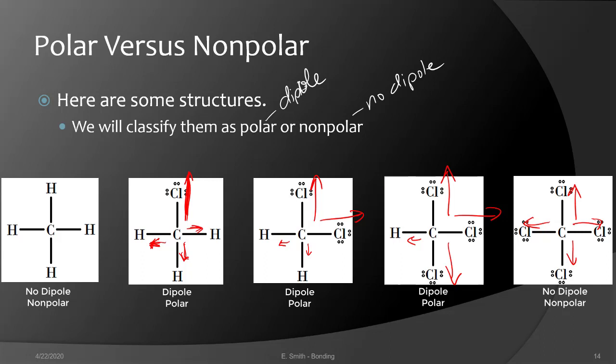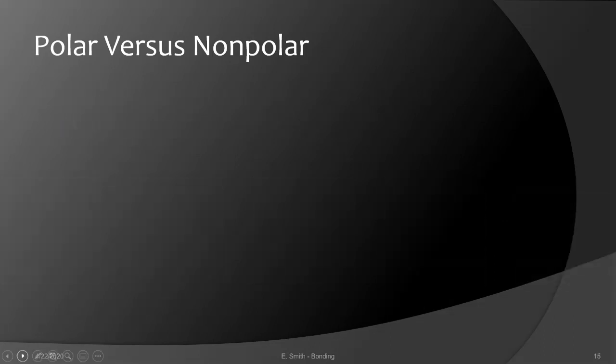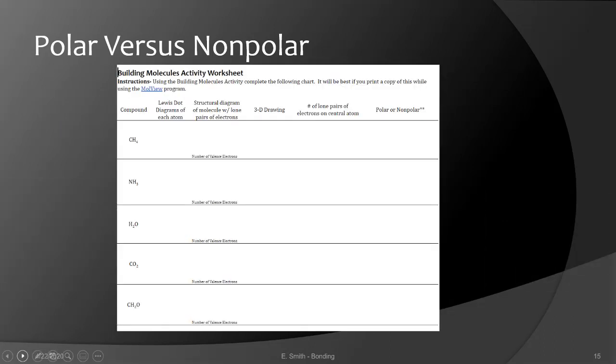So here's what I want you to do, ladies and gentlemen. I want you to go back to your activity, and I want you to fill in the polar or nonpolar section on the right-hand side of the column, finishing the activity that you had started previously from the week. There will be a place for you to submit this in Google Classroom.